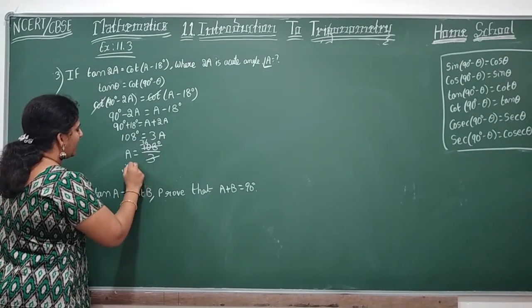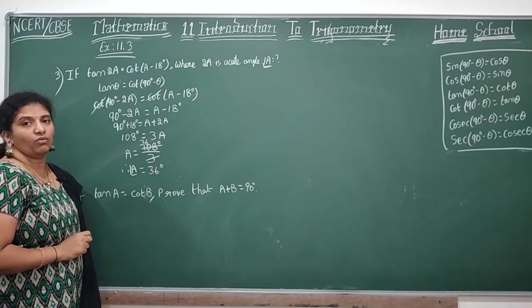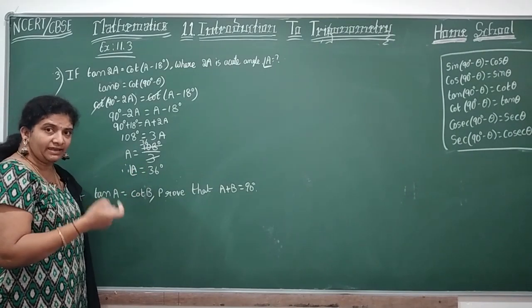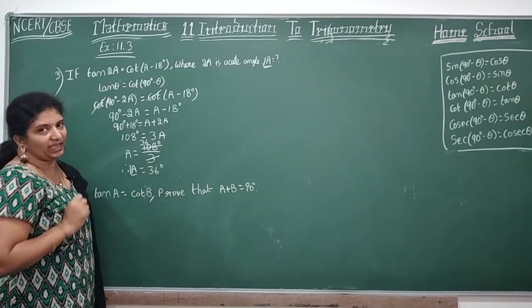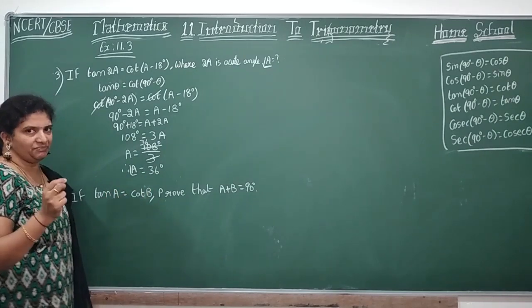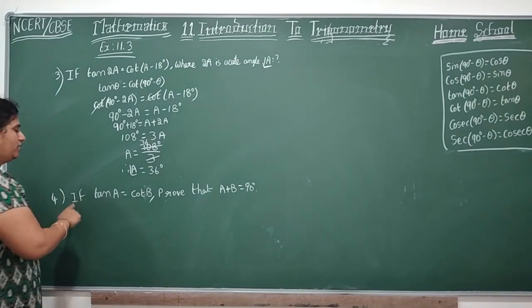Therefore, what is your angle A, children, here? 36 degree. What is your angle A? Only A you can say. But what is A in a triangle? It is one of the angles. Therefore, angle A is equal to 36 degree. Same manner, we have one more problem. Have a look at it.